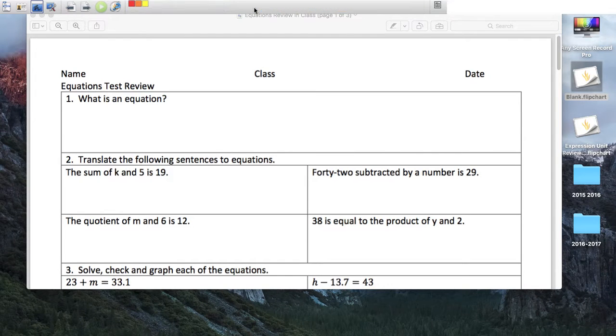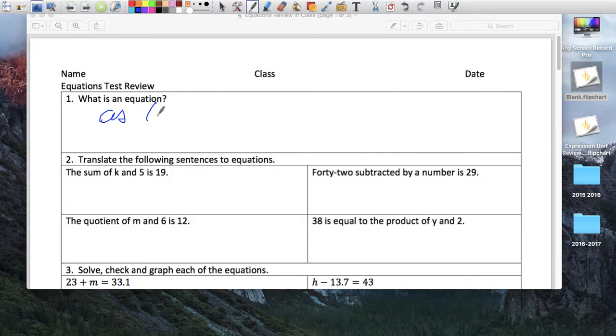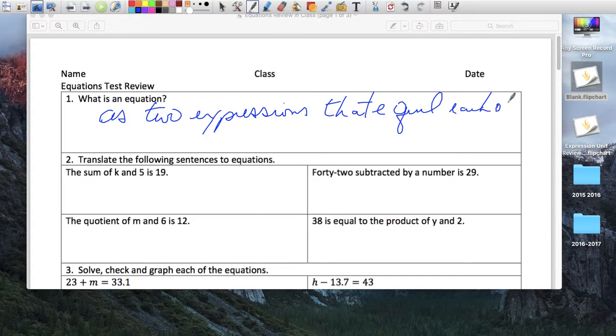Okay. An equation is best described as two expressions that equal each other. Okay. So it needs to have an equal sign.